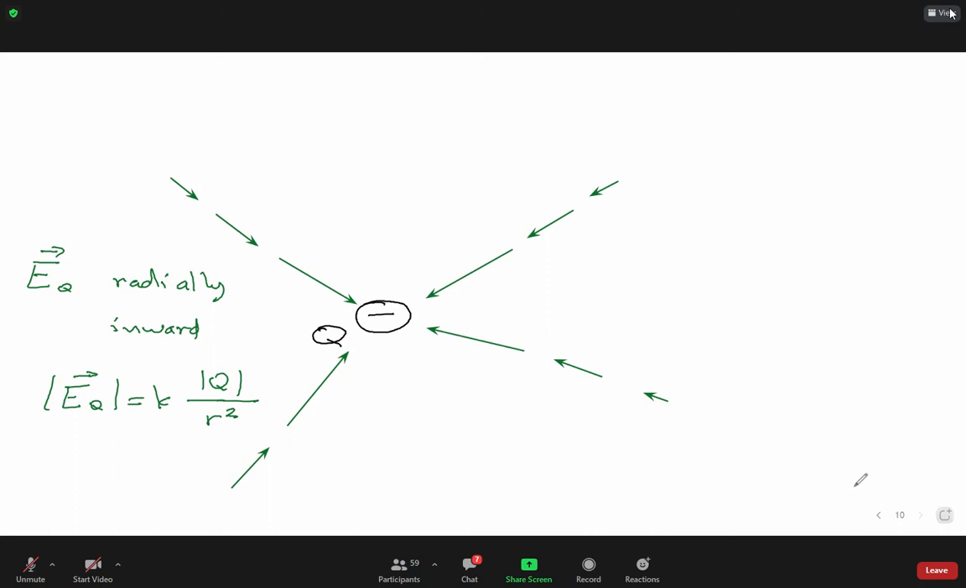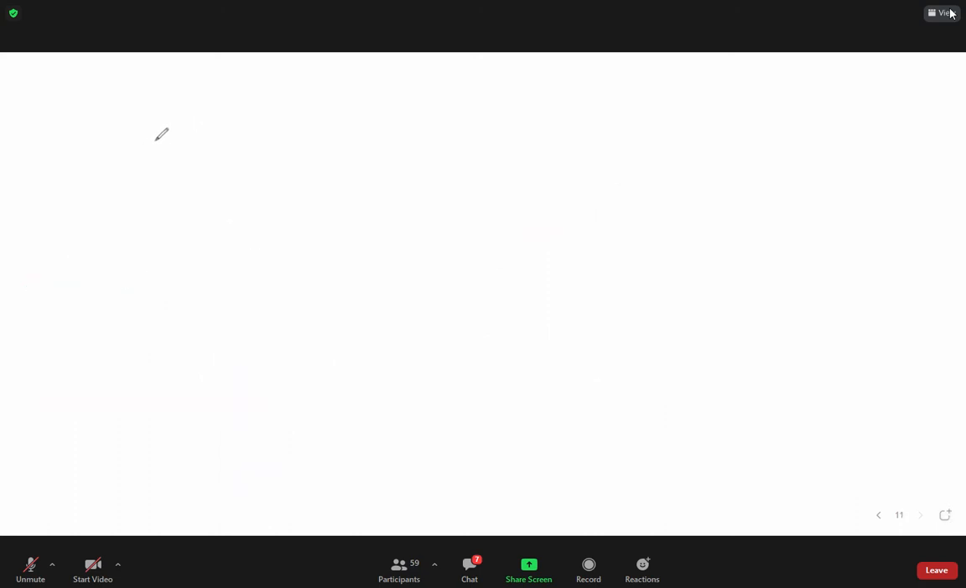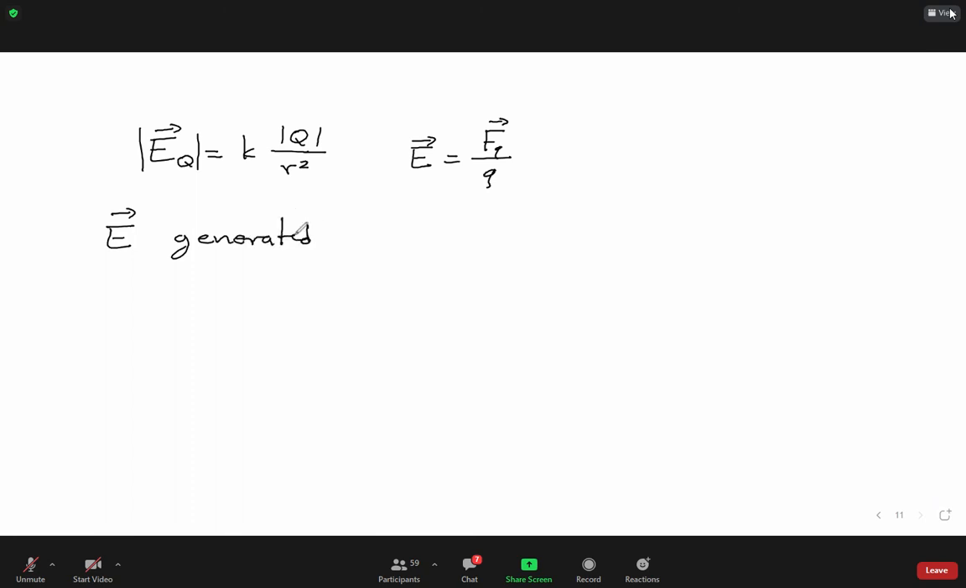Let me very quickly summarize what to retain from this discussion. The magnitude of the electric field produced by a charge big Q, if this is a point charge, is K big Q divided by how far away you are from the charge squared. The defining equation for an electric field is: take a test charge, put it at a point, find the force acting on it, and divide the test charge out. And remember that electric fields are generated by charges.